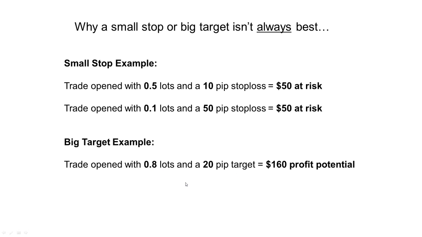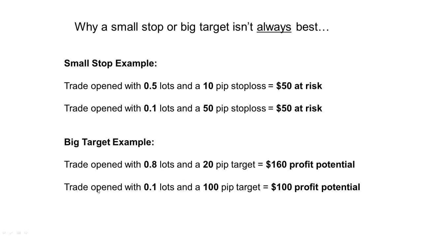Now some people say, well, I've got to make a lot more than 20 pips to make more money. Well, look at this. If you took a mini lot on a trade with a 100 pip target, you only had $100 profit potential. You had less profit potential with 100 pips than you did with only 20 pips. So I just want to open your eyes when you start to think about where you should put your stops and targets. You shouldn't base it on a smaller stop means you risk less and a bigger target means you make more money.